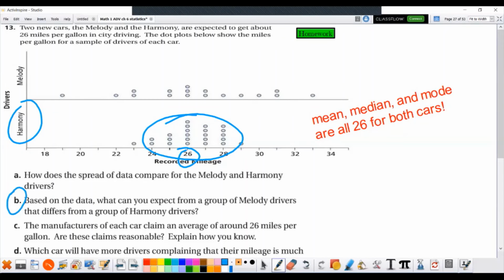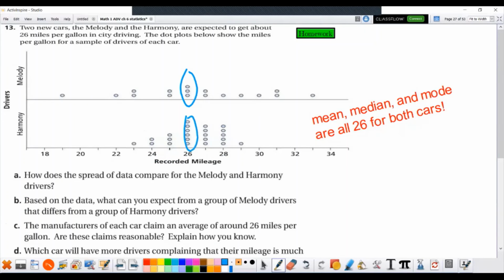So let's look at question B. Based on the data, what can you expect from a group of Melody drivers that differs from a group of Harmony drivers? We just kind of answered it. These drivers, their gas mileage is going to be really, really close to 26. When they're told they should get 26 miles a gallon, they probably will. Maybe a little less, maybe a little more, but not too far off. They both claim the cars get an average of 26 miles per gallon. It's true. If you actually did the mean and the median and the mode, both of these cars are actually 26. In fact, here's the mode. They both have 26. But yeah, all three were 26.